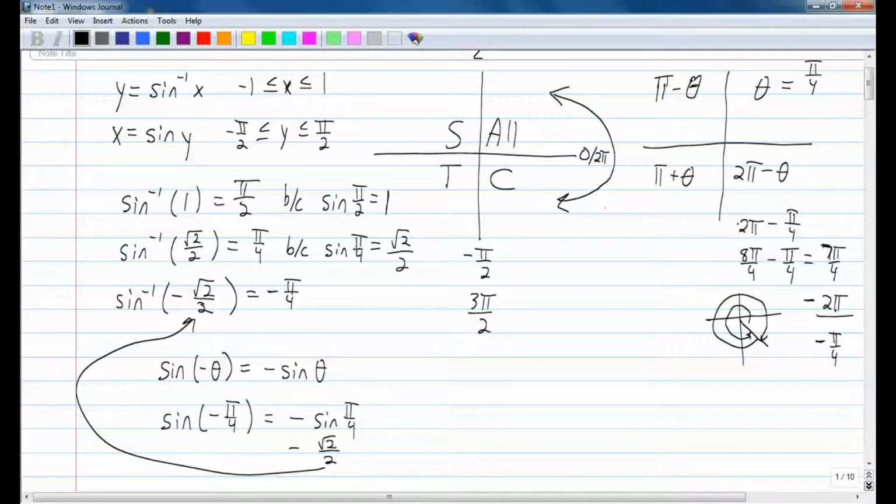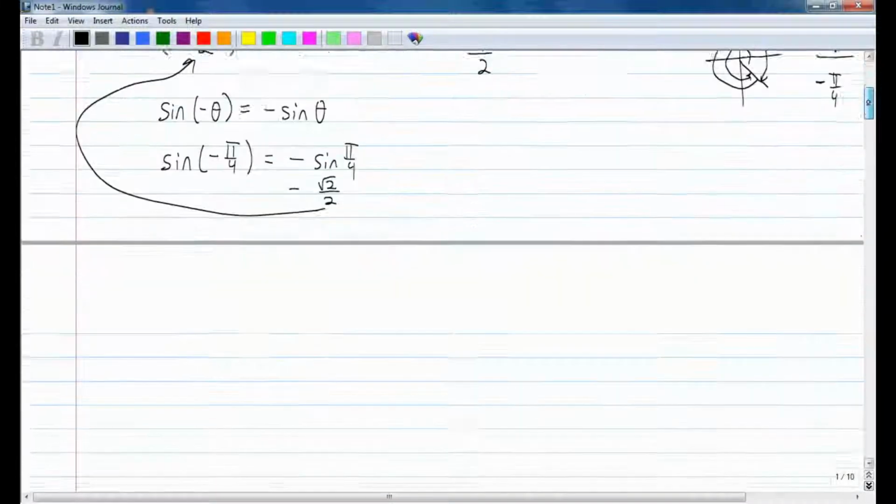So because of the even-odd property, if you can figure out the reference angle, or the angle in the first quadrant, where we would find, say, the inverse sine of positive square root of 2 over 2, if you can figure that angle measure out, then you can figure out the inverse sine of negative square root of 2 over 2 by simply taking the answer that you got from the positive and making it negative. And that will always work out for inverse sine. Let's try another one of those.